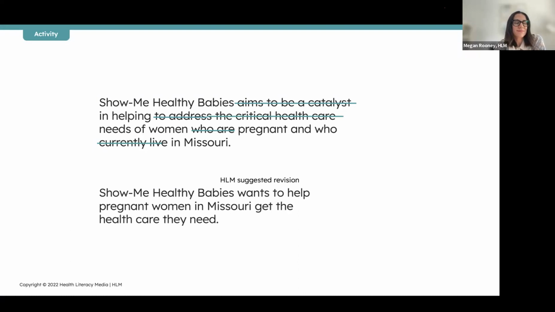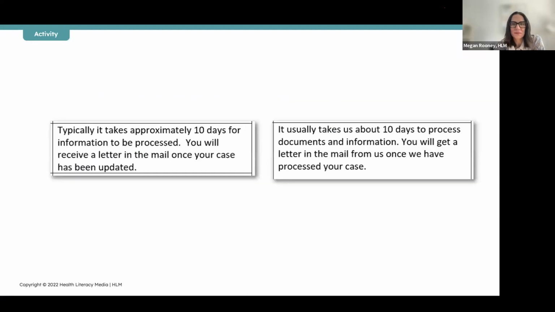So we don't need to talk about catalysts. We don't need to talk about addressing. We can just say it in one quick sentence the way we would say it to a person. So here's two examples to compare.